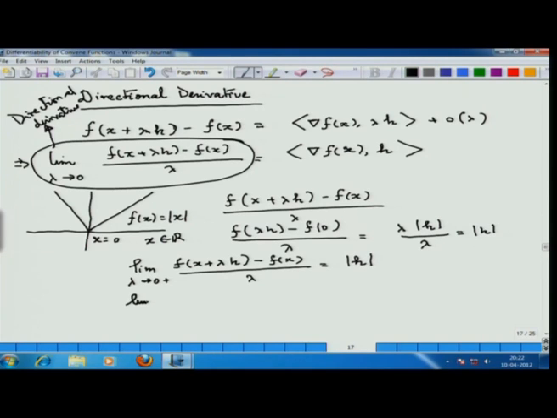Now, when it goes from the left, both these two limits do not agree, and so I cannot say anything about differentiability, and you know that it is not differentiable. So, the directional derivatives in both ways do not agree. So, the directional derivative, in the sense of the limit being taken both ways, need not exist for a convex function.